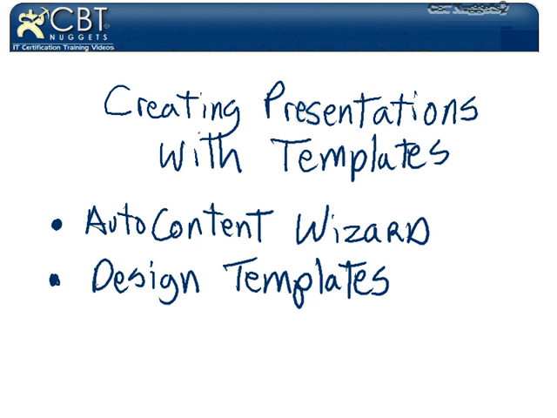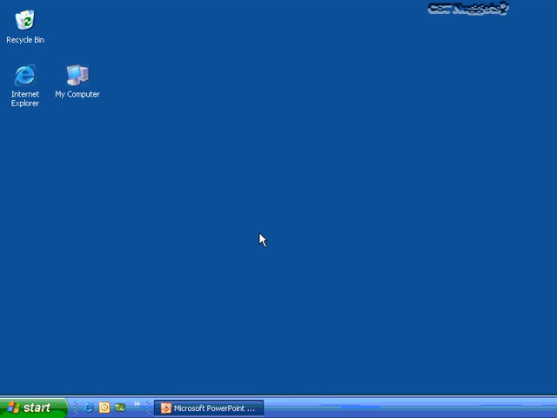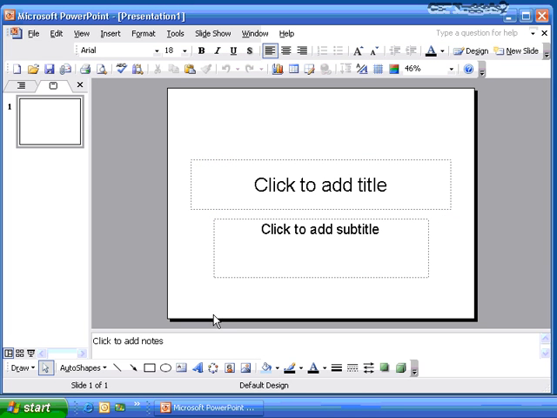There are two basic ways to start off presentations with templates. Now, there's a few of them, but the two main ones are using the Auto Content Wizard and also using the design templates. And we're going to show you how to do both in this video. At some point, we are going to want to get a presentation up and running. So, one of the things we can do is take advantage of the power of PowerPoint.